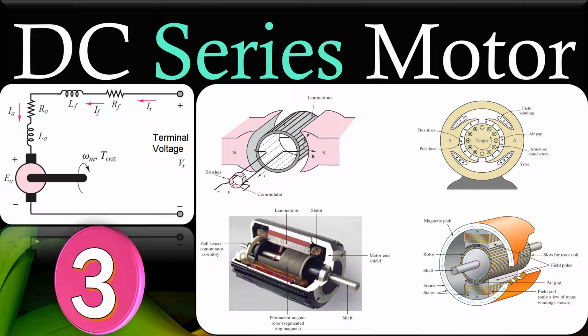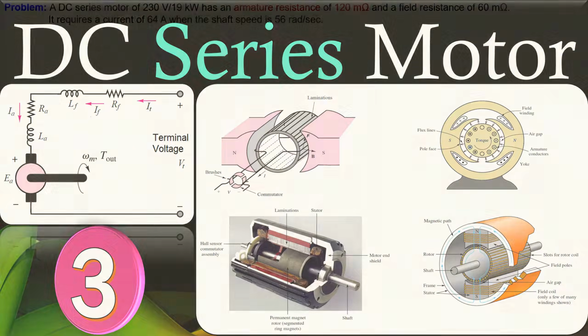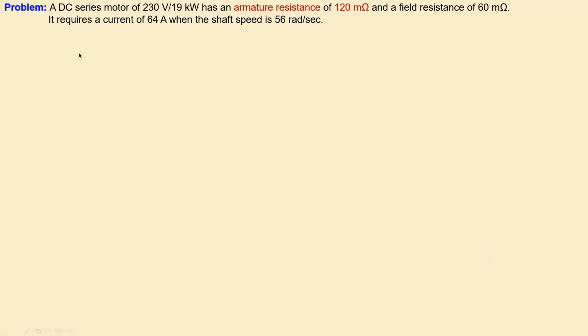This is our example number 3. In this example I will discuss in great detail the efficiency of a motor. So let's move on. We have a DC series motor with this specification, 230 volts and 19 kilowatts. It has an armature resistance of 120 milliohms and also a field resistance of 60 milliohms. And this motor requires a current of 64 amps when the shaft speed is 56 radians per second.